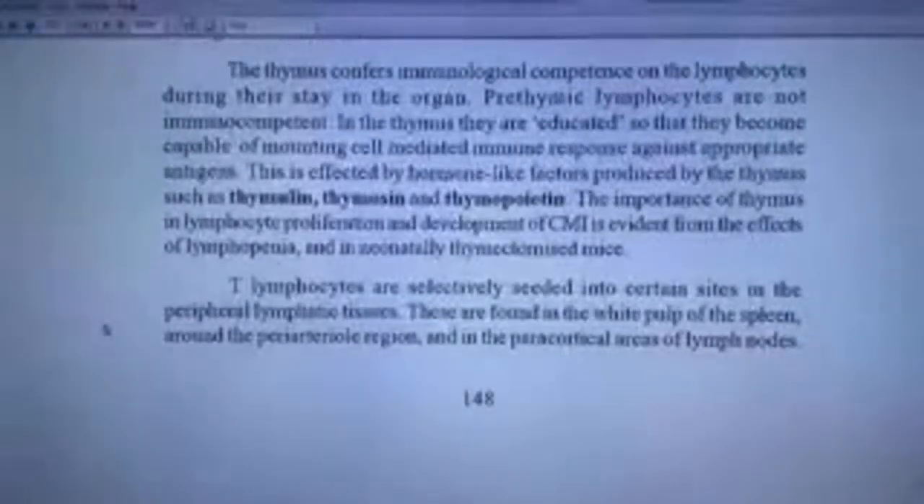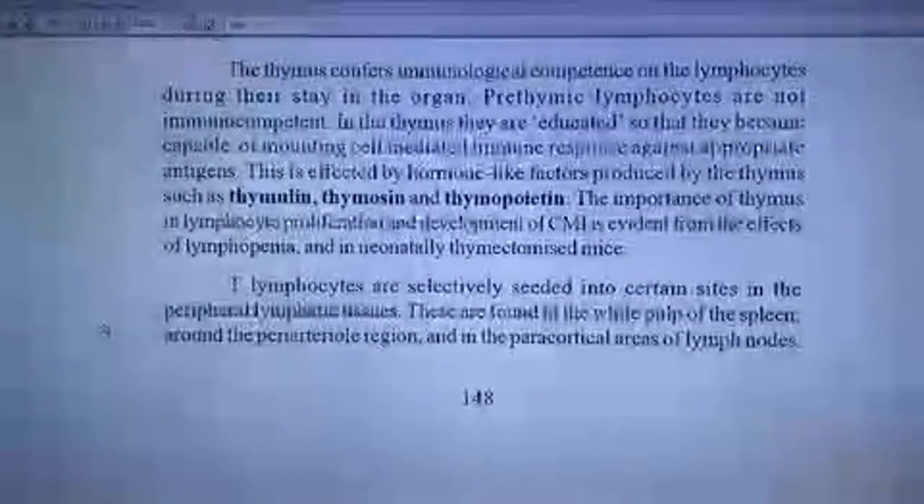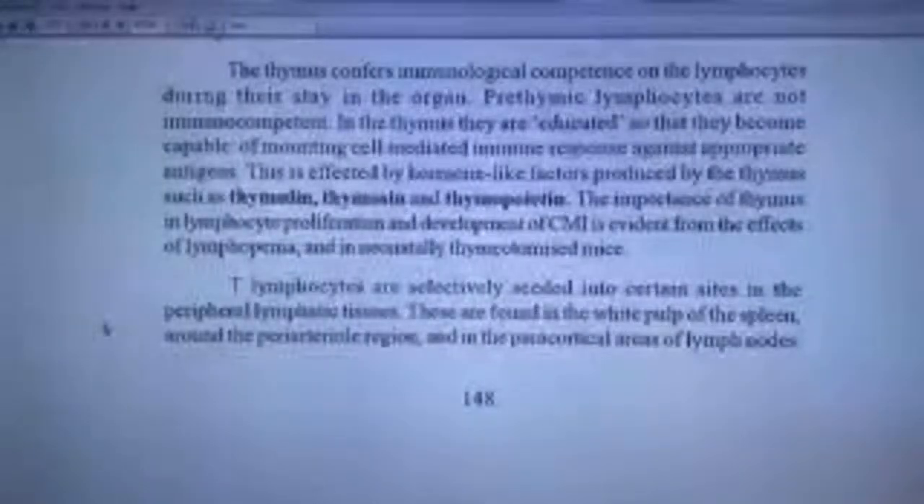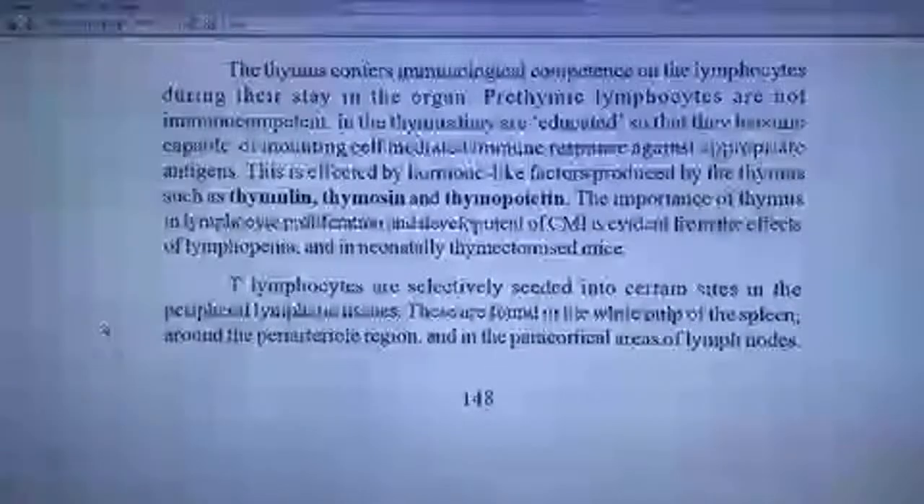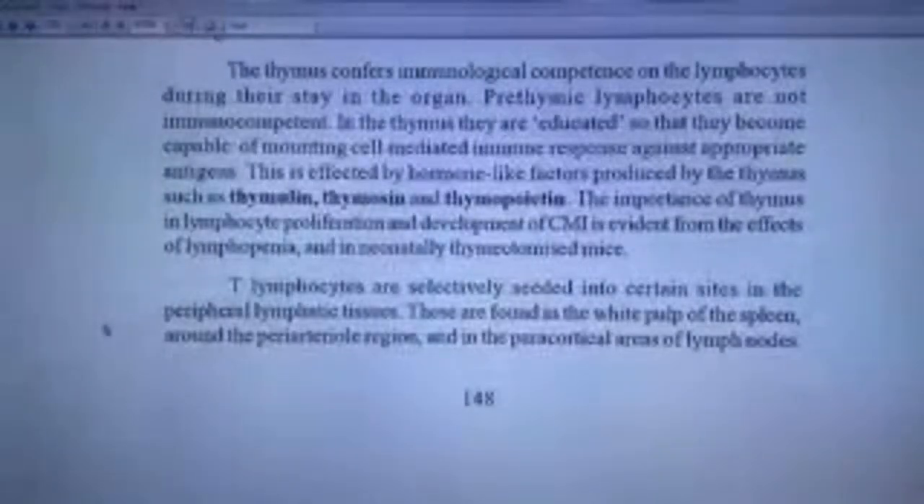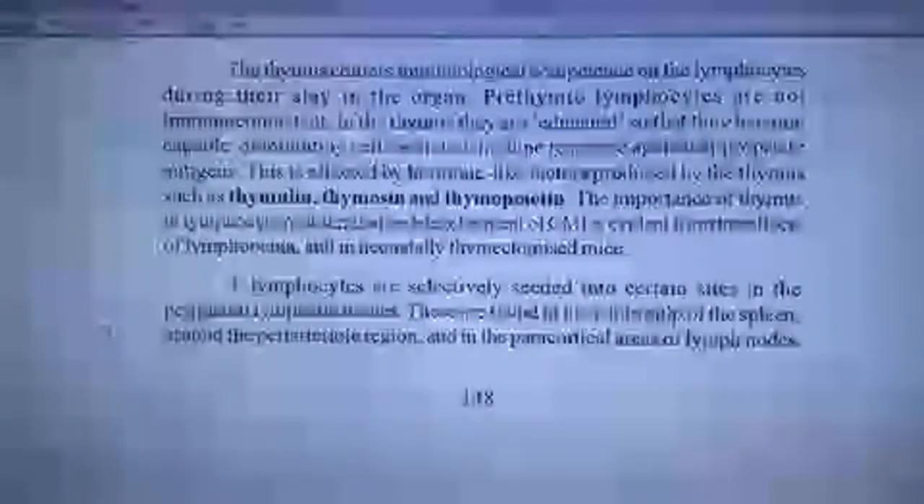Thymic lymphocytes are not immunocompetent. In the thymus, they are educated so that they become capable of mounting a cell-mediated immune response against appropriate antigens. This is affected by hormone-like factors produced by the thymus, such as thymulin, thymosin, and thymopoietin. The role of the thymus in lymphocyte proliferation and development is evident from the effect of lymphopenia in neonatally thymectomized mice.